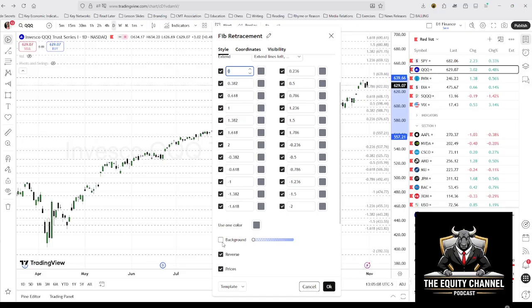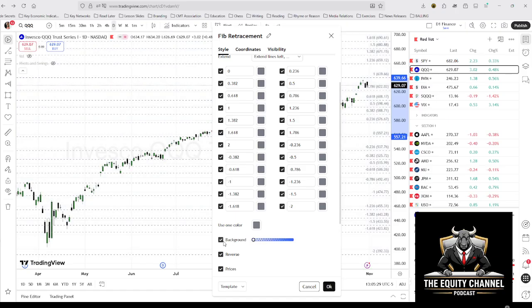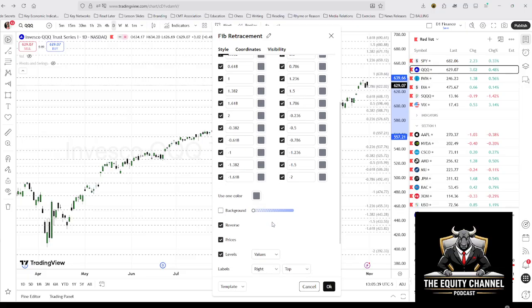Also, I have my background transparent, and I have my Fibonacci's using all one color. I have my background, all right, transparent. Otherwise, you have this thing going on back there. It looks like this. All right. And I have my Fibonacci's all one color. All right. And that's just gray. All right. That's that.